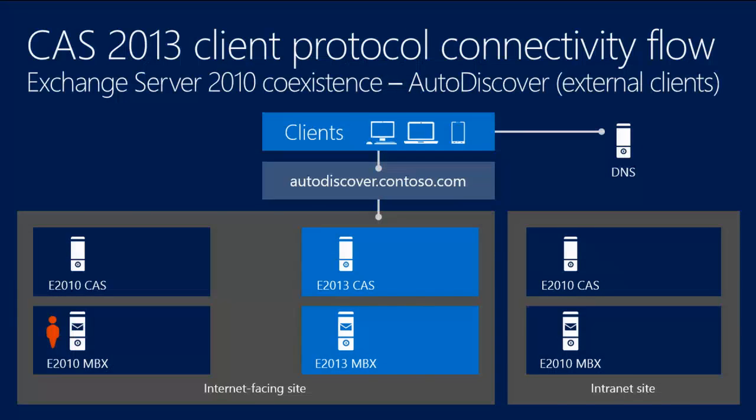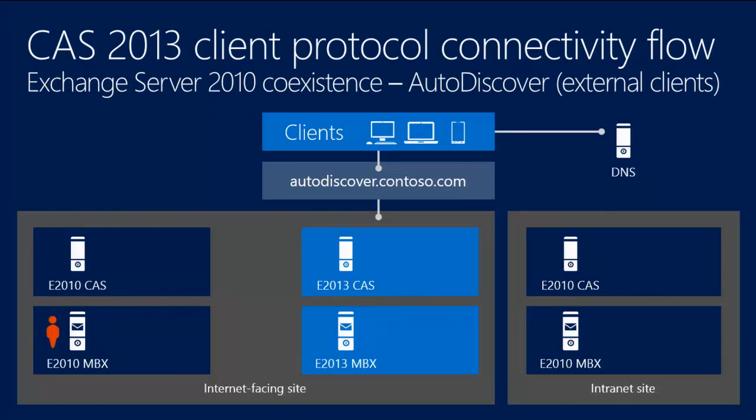That's an important thing to do. And the reason you do that, just as an aside, is that 2013 knows what to do with 2007 and 10 and 13. If you left Auto-Discover pointing at 2010, it doesn't really know what to do with 2013 clients that come in. It will redirect them, or either way, it doesn't really have the best logic. The most up-to-date logic is in the newest version of CAS.